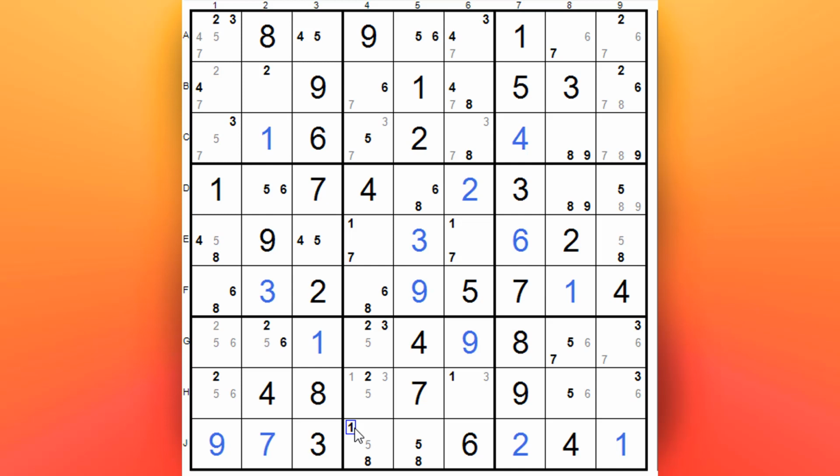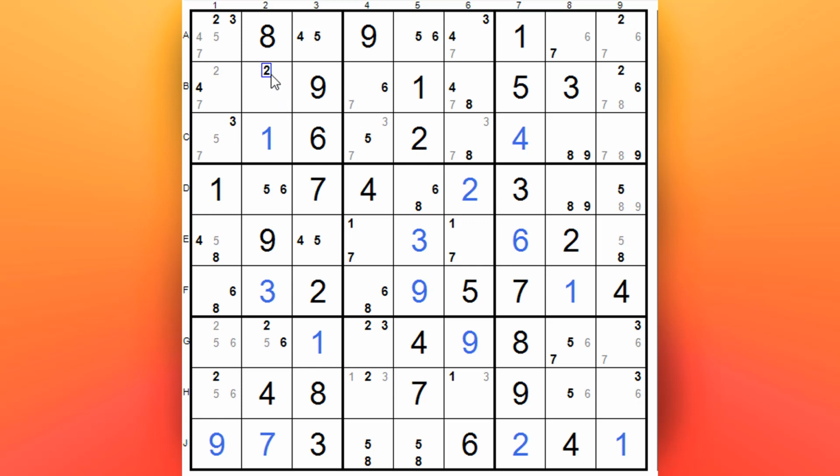And this one here, 2 5 8s. That's a conjugate pair for the row, but also for the house. And we get rid of all the 5s and 8s in here. Not many there, just those. We thought we had a 3 6 3 6 there. We don't. And we're not finished yet.